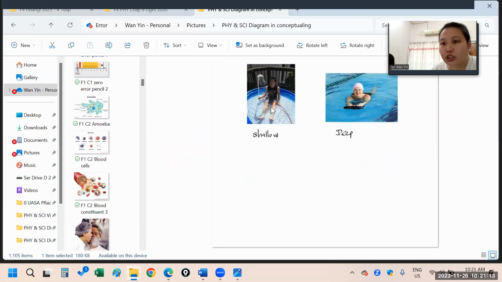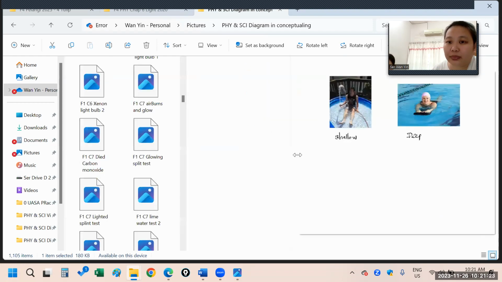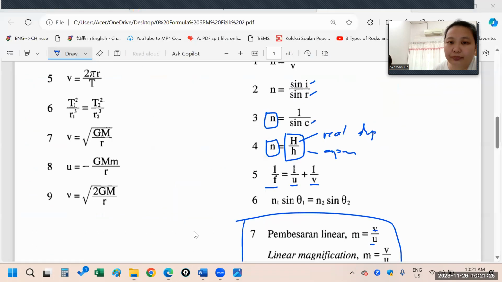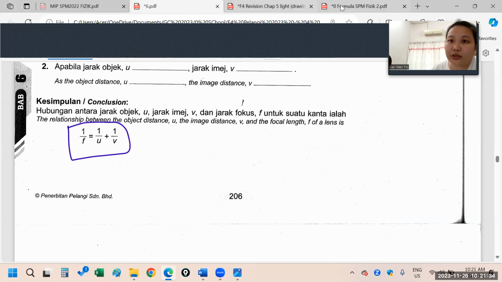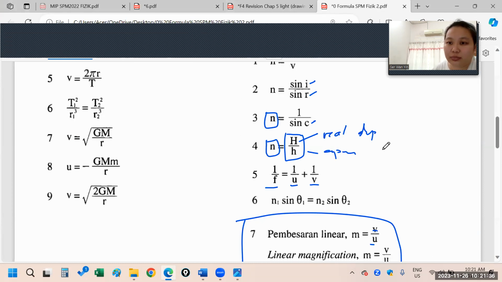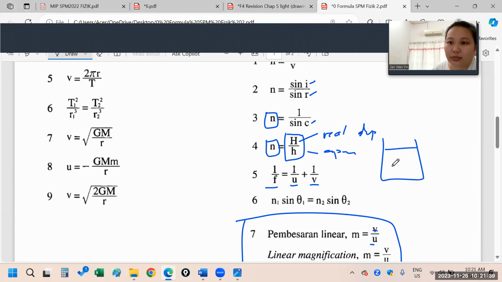Okay, so this one looks shallow. This one looks shallow too, but it's deep. So we say it's apparent depth. And always remember the depth count from surface to the bottom. Okay, the height count from the bottom to the surface. So this is depth, this is height.